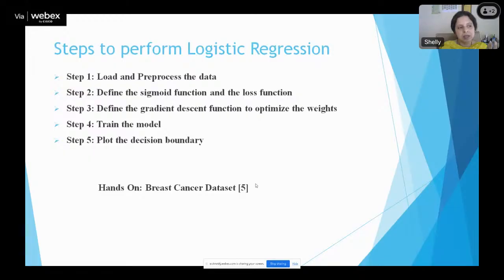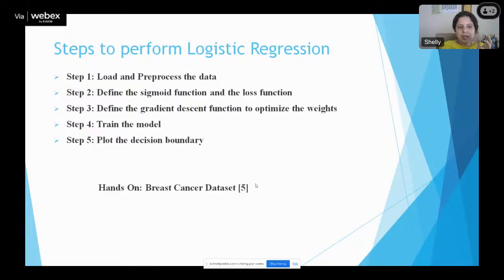Instead of an average, you can take a mean or something else, depending upon the use case. Now moving on, once you have loaded and pre-processed the data, step 2 is, since we are performing logistic regression, we define the sigmoid function and the loss function. I'll come to the details of the loss function in the next session. Then step 3, we define the gradient descent function to optimize the weights. Then we train the model, and finally we plot the decision boundary.